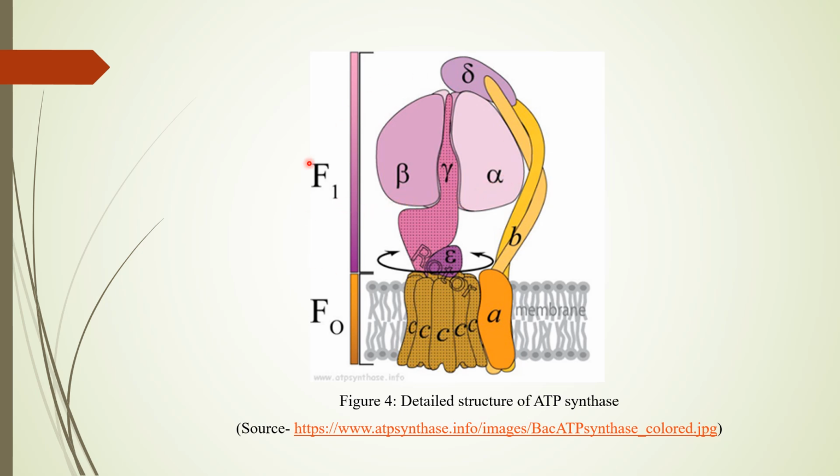So this is the detailed structure of ATP synthase, having an F1 comprising of alpha, beta, gamma, delta and epsilon components, and an F0 comprising of a, b, c components. Beta subunits are very important. They undergo conformational changes. They allow the ATP to be bound and released. Okay, that is how these are very, very important.